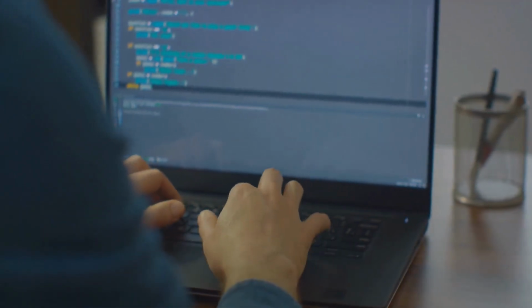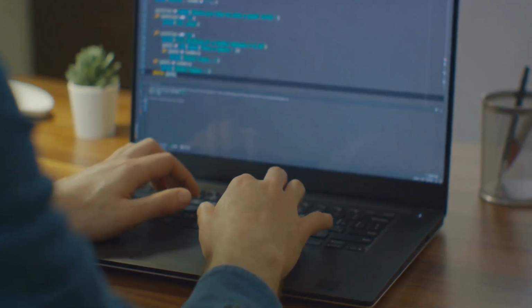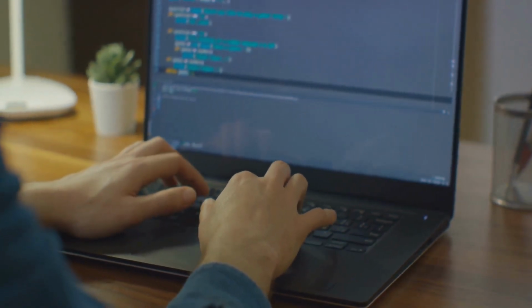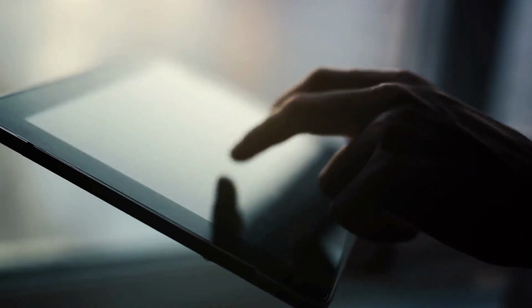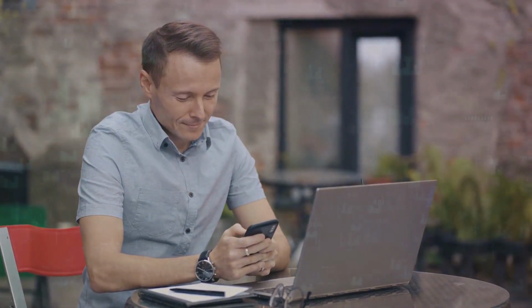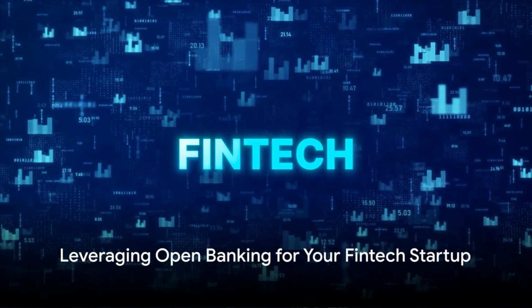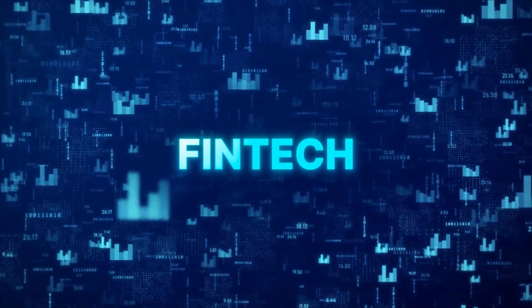Open banking, a finance term, is deeply rooted in the utilization of open APIs, which are essentially sets of rules that allow different software applications to interact with each other. Take the example of Plaid, a successful fintech company. Plaid built its business around the concept of open banking by providing a platform that connects various financial applications with users' bank accounts. Next, let's talk about how you can leverage open banking to create your own fintech startup.